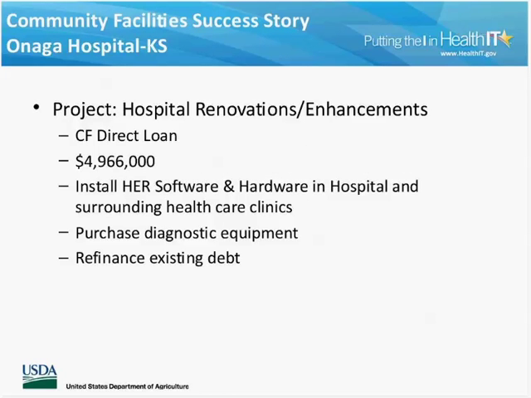The final example I want to cite is a small hospital in a small community in north central Kansas called Onega. They coupled their electronic medical records, hardware and software purchases with some renovations and enhancements to their existing hospital. And they bundled those together to create a nearly $5 million CF Direct loan that included the hardware and the software, not only in the hospital, but in the surrounding health care clinics that are a part of their system. But they also purchased diagnostic equipment and refinanced some existing debt. Those three examples show you the diversity of what our community facilities program can do for healthcare facilities, not only relative to telemedicine, but also other purchases and enhancements as well.